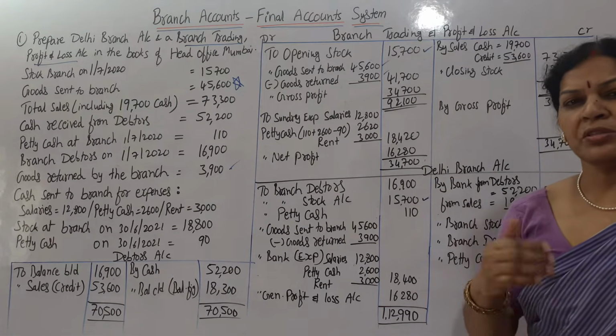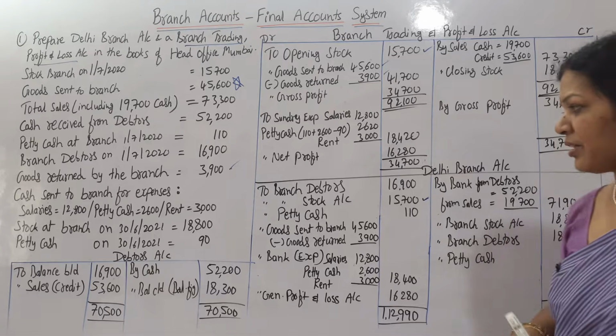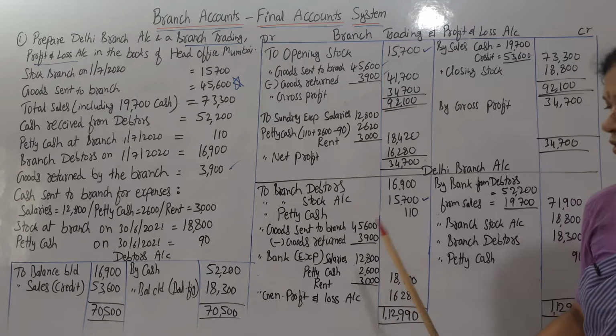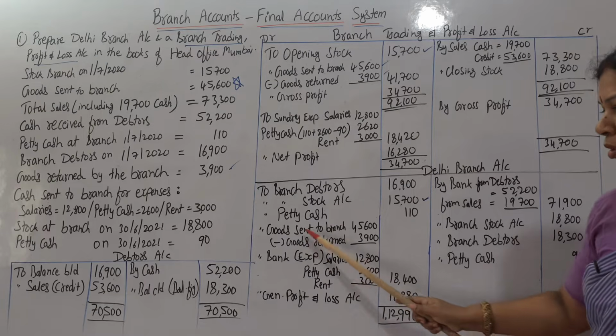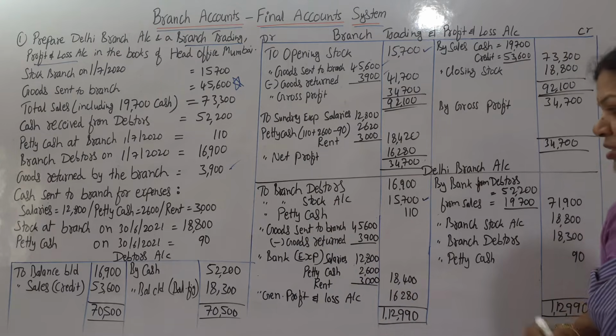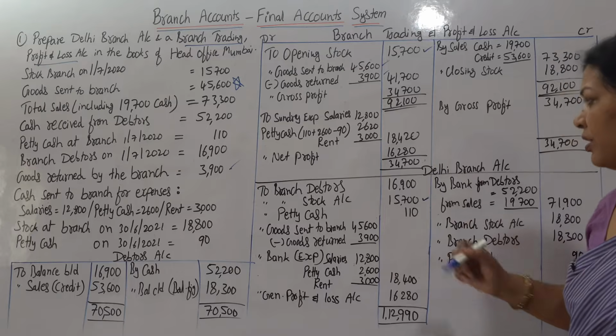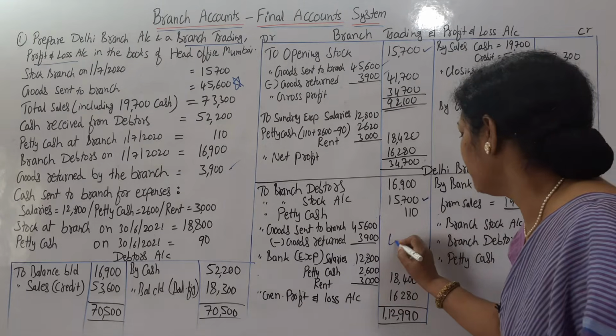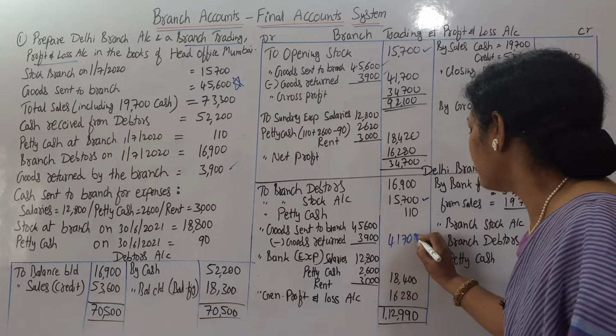The same thing, goods sent to branch, that comes on the debit side as per the branch account when we open the branch account. So I have written here also, goods sent to branch 45,600 and returned 3,900. Amount comes to 41,700.